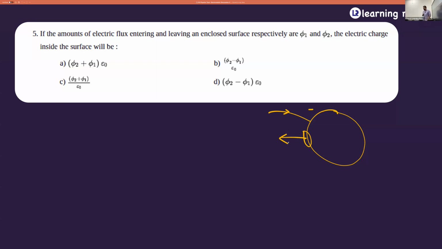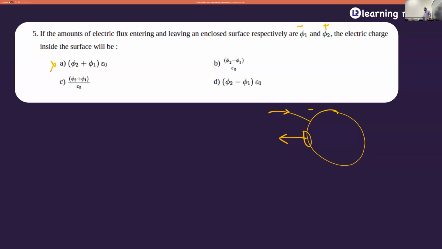It's not a notation that we have fixed. It is coming because of the definition of flux. Okay, so phi1 here is negative. Here it is positive. So what will be the answer? Phi2 plus phi1 into epsilon naught. When will this be the answer? This would have been the answer had the flux due to two charges been leaving from the surface. So this is wrong. Phi2 minus phi1 divided by epsilon naught.